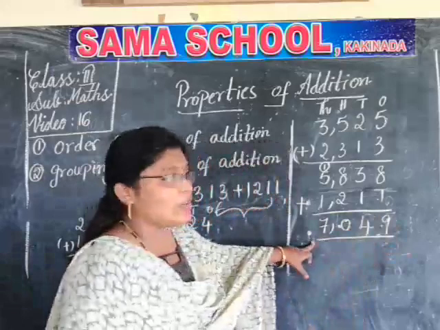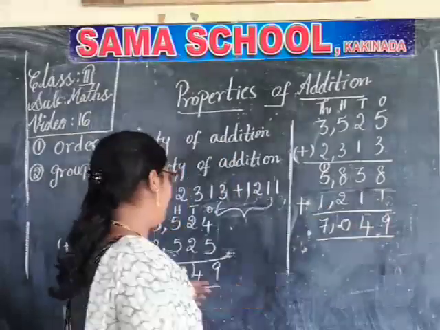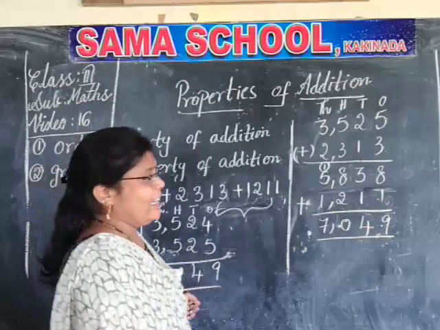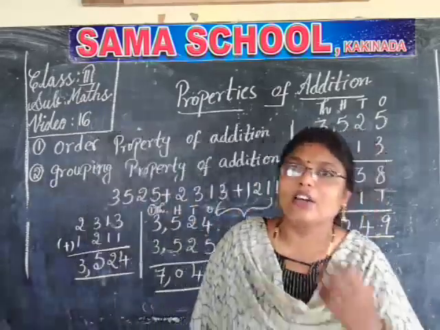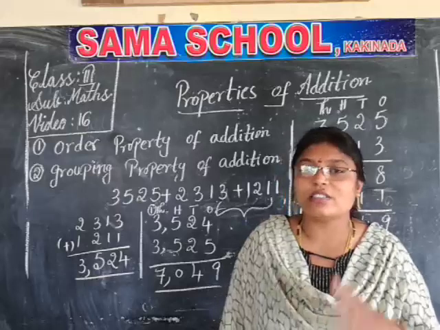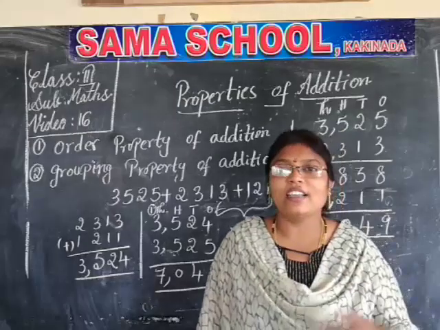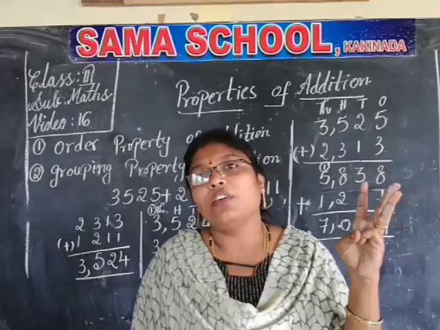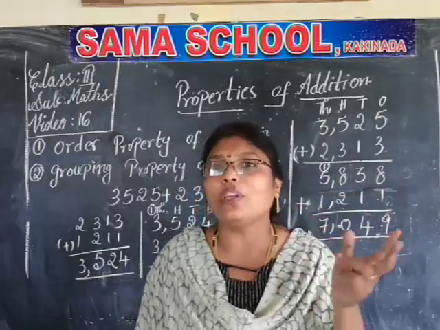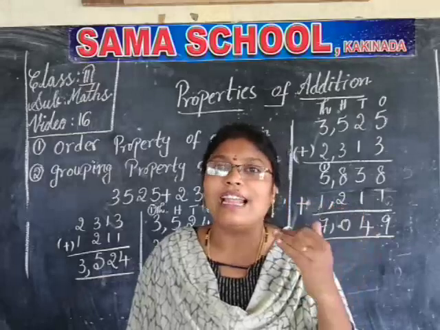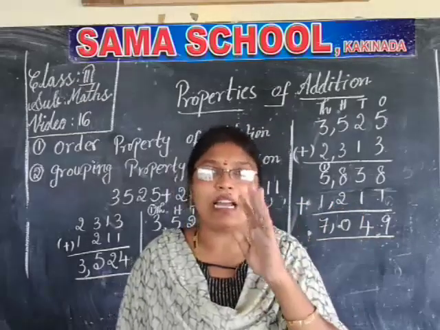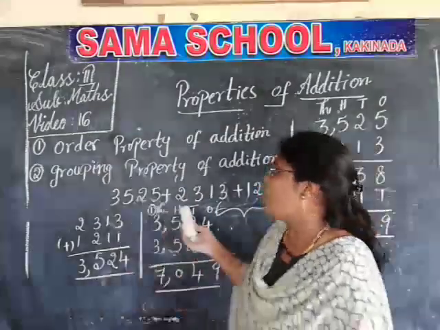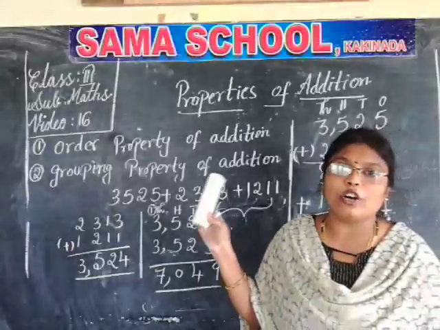So, 7049. Here also we got 7049. So, there is no change. So, by this we should understand that when 3 numbers are given, we can group any 2 numbers first and add, and the sum remains the same. This property is called grouping property of addition.